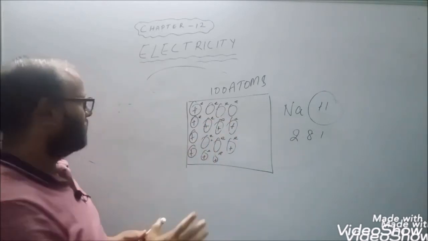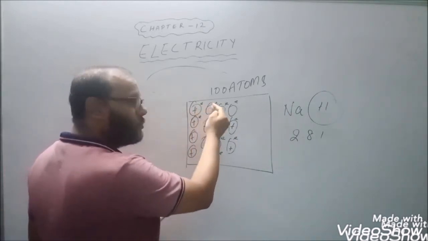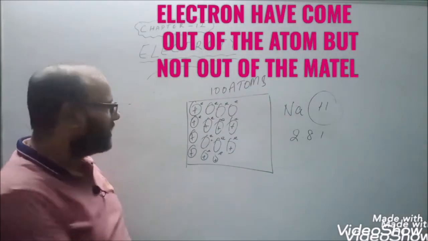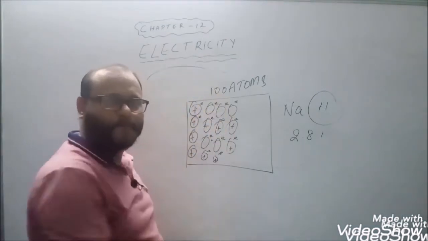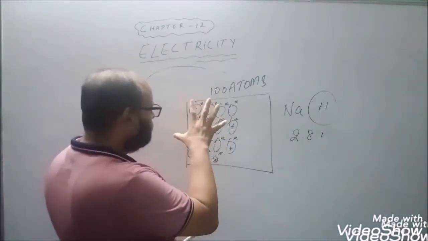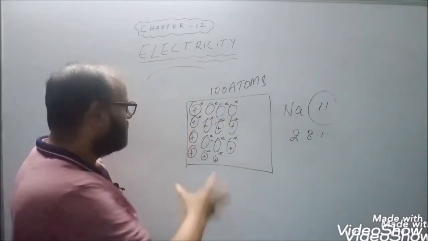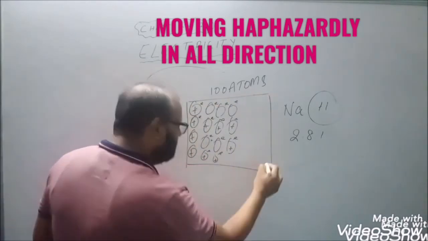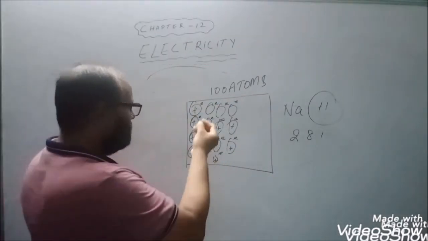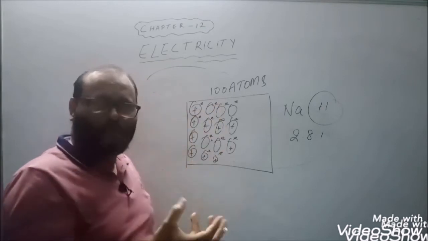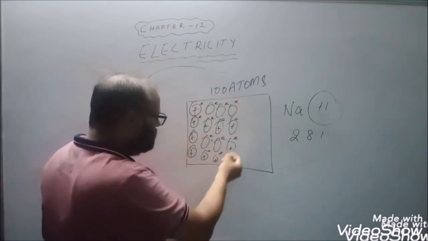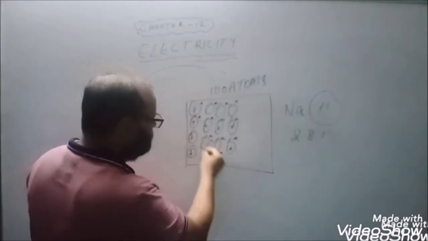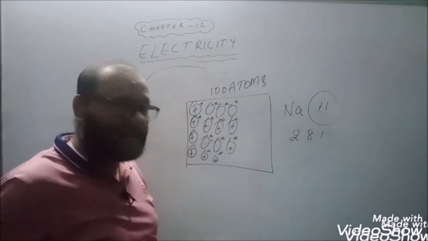But to understand, these electrons have come out of the atom, but they have not gone out of the metal. That means they are still within this metal. Only they have become very naughty. Simple way to understand: very naughty. They are just moving around here and there, but they have not left the metal. It could be like naughty children. They are doing all sorts of mischief within the house, but they are not gone out of the house.